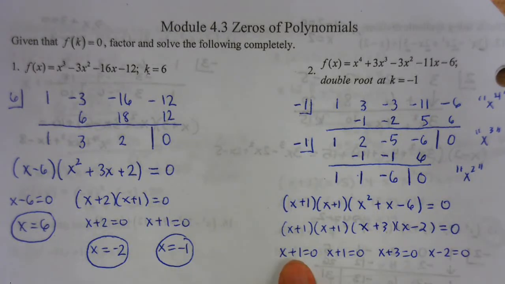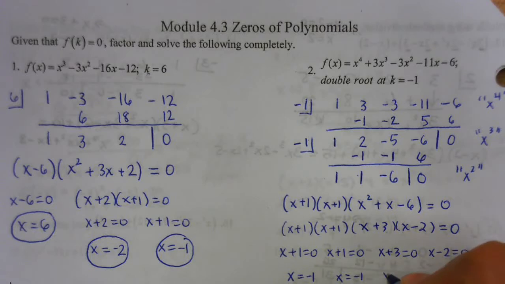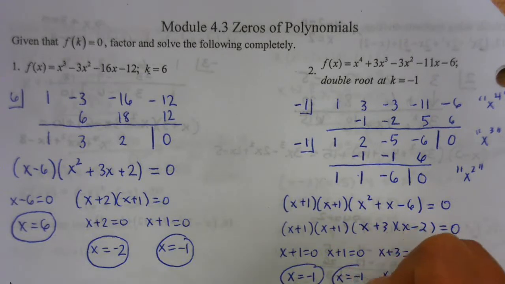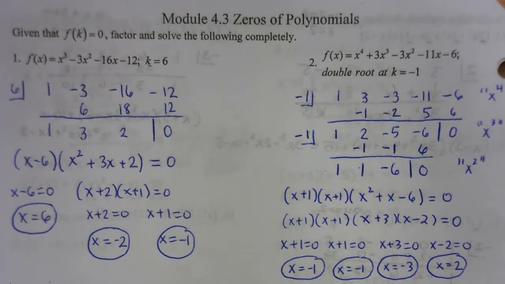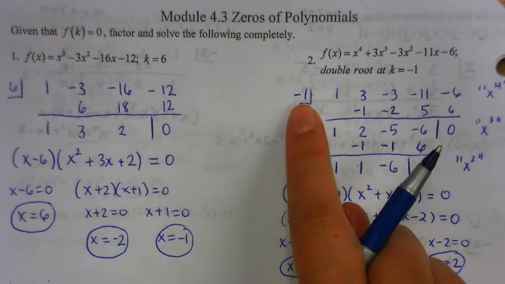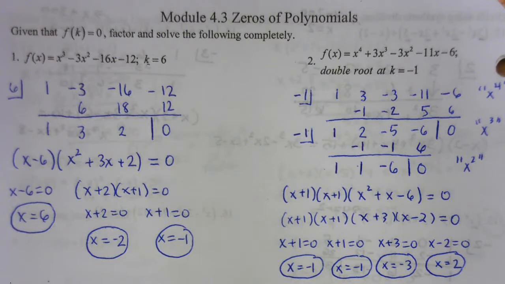So we have x plus 1 equals 0, x plus 1 equals 0, x plus 3 equals 0, and x minus 2 equals 0. Solve each of those. We get x equals negative 1, x equals negative 1, x equals negative 3, and x equals 2. And those are my 4 answers. Okay, so when it says double root, it means that you're doing synthetic division twice with each of those values.